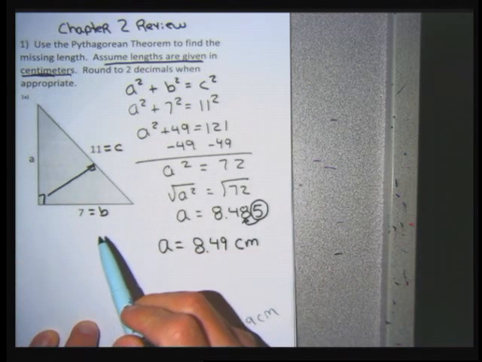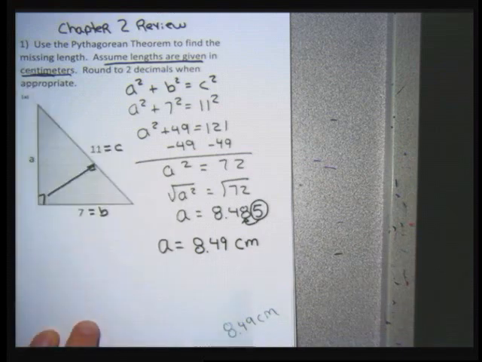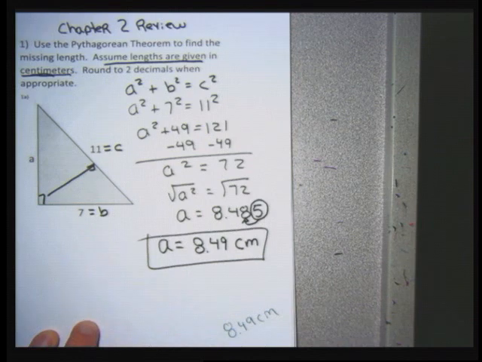They don't have squares or cubes, and I've told centimeters. And you could write the word centimeters as well. You don't really need the A equals. If you just wrote 8.49 centimeters, that would be fine.